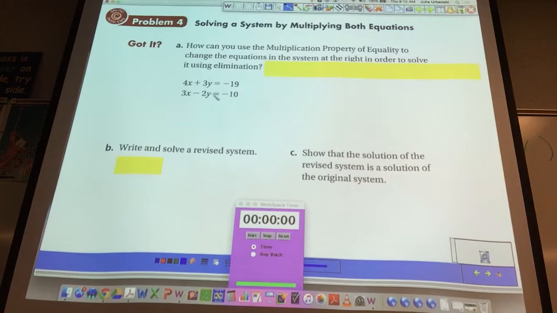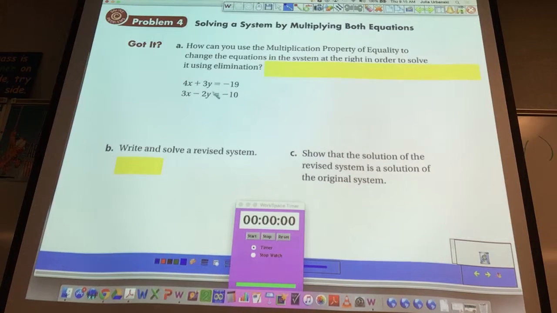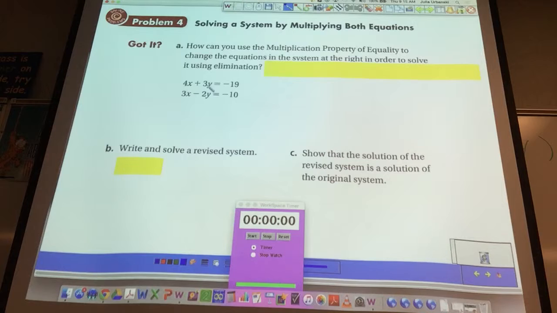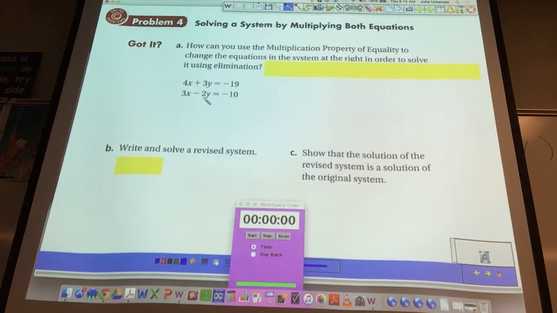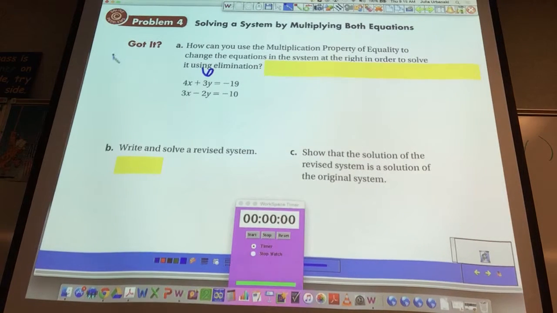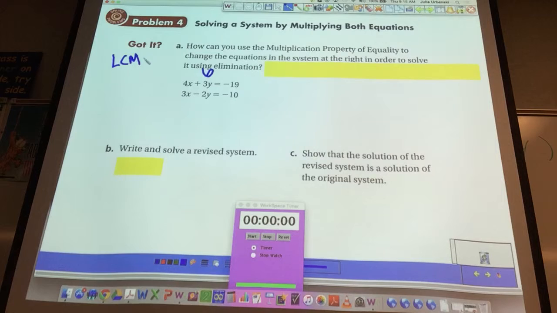So let's focus on the y's right here. You think about the least common multiple. What number do 3 and 2 both go into? 6. I heard 6. We want to turn 3 into 6, and we want to turn 2 into 6. Okay, you find the LCM, the least common multiple of the two numbers you're trying to work with. So keeping that in mind, the top equation is times 2.